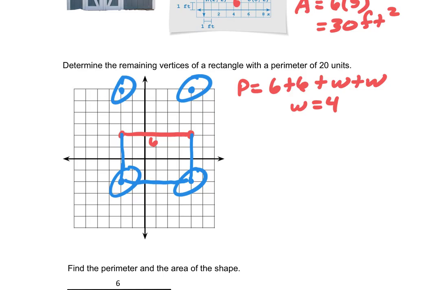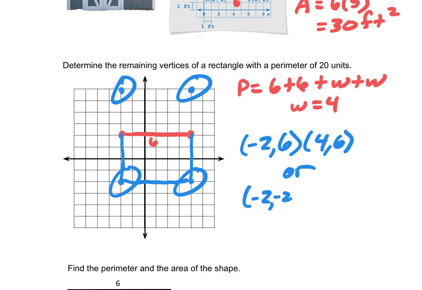So we're going to go left 2, up 6. For this one here, we're going to go right 1, 2, 3, 4, and we're still going to go up 6. Okay, so that would be one of the rectangles I could make. Or if we do the bottom 2 points, this one would go left 2, down 2. And this one would go 1, 2, 3, 4, down 2.